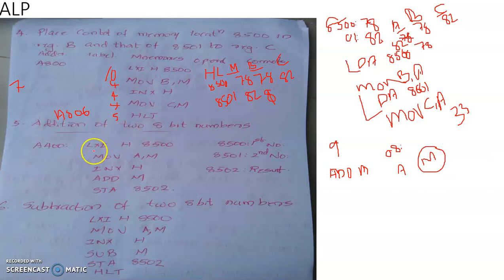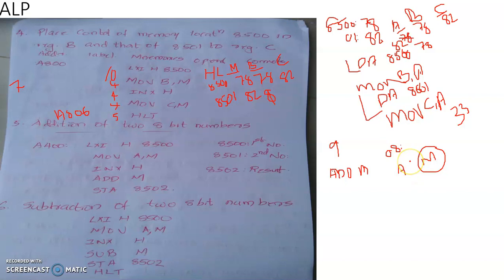Then let's begin with this instruction, LXI H, 8500. HL pair is loaded with the address 8500. Then the memory happens to be this memory where you have the first number. The memory content can be moved to the accumulator using the instruction MOV A, M. So the first number has reached the accumulator.